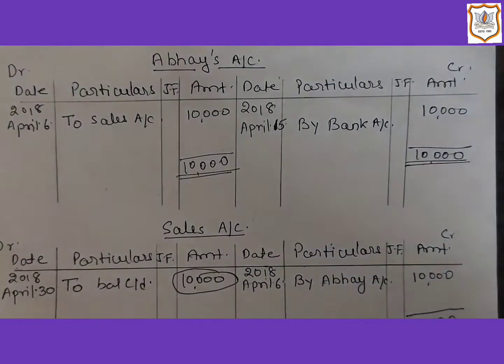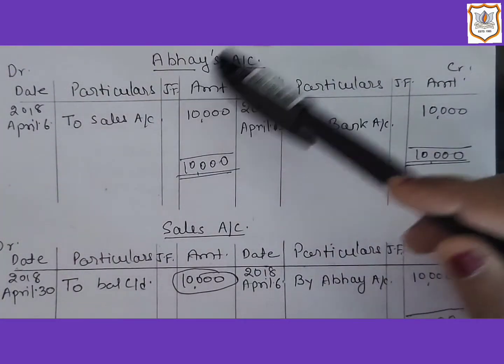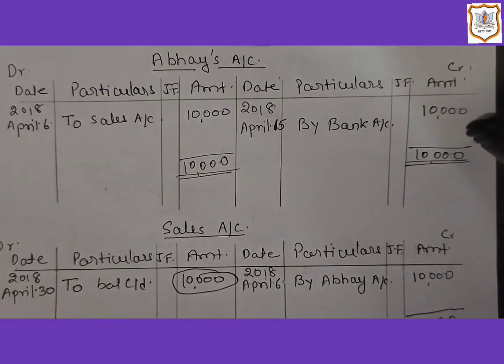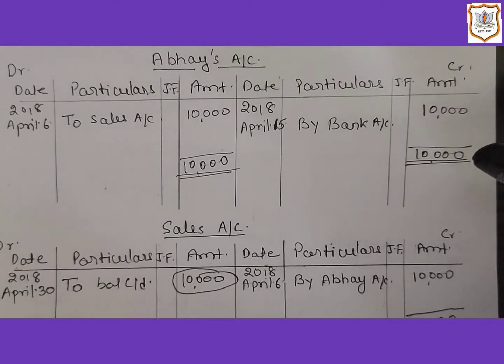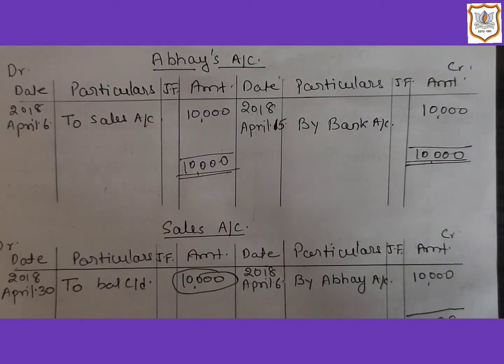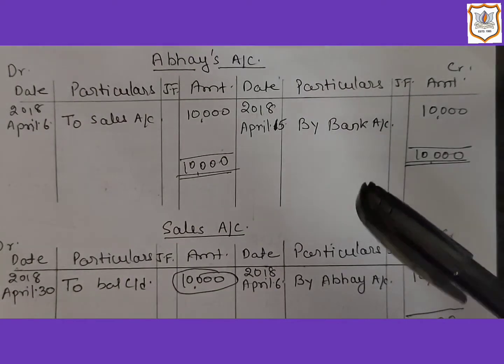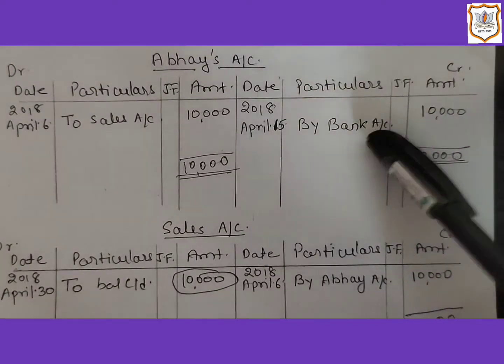Now let us see Abhay's account. Here on the debit side of Abhay's account, 10,000 amount is there, and on the credit side also there is 10,000 amount. Here on both the sides the amounts are equal. That means there is no difference of amounts, and therefore in this account no balance is left out. Therefore a balance will not be there. So this account is said to be squared up or settled.